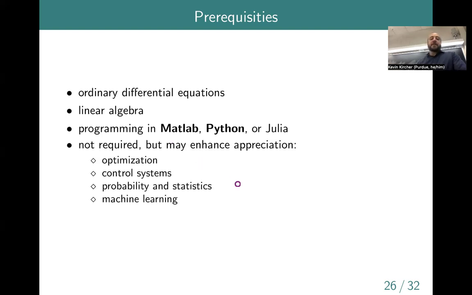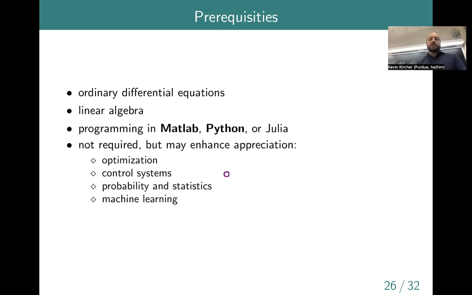Okay. And then other stuff can be helpful. Again, we're going to be talking about optimization in this class. I will introduce it from the basics, and we won't go super deep. But if you've already taken a class in that, it can be helpful. We'll talk about control. We'll talk about some machine learning and probability and statistics as well. So these are not needed. I won't assume that you have knowledge in any of these, but if you've taken some, it might enhance your appreciation of the class a bit.